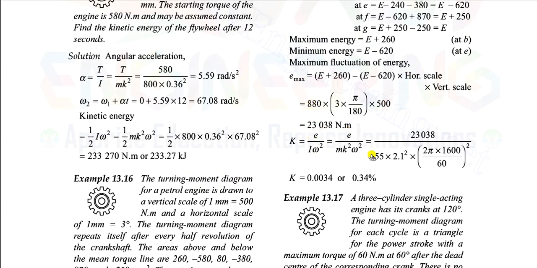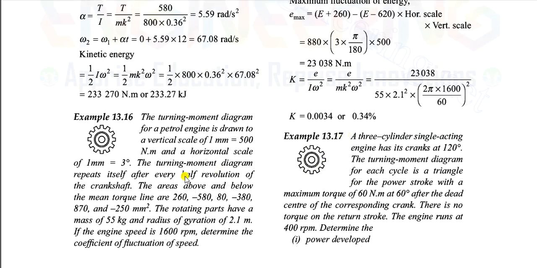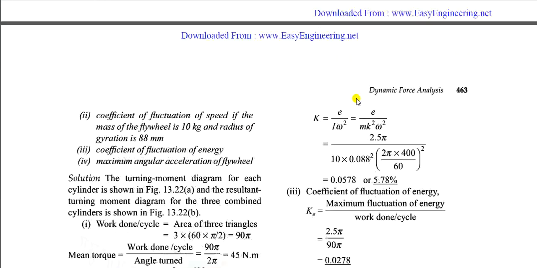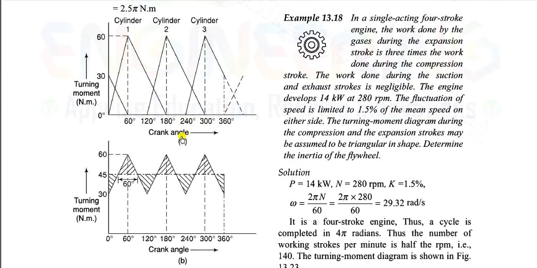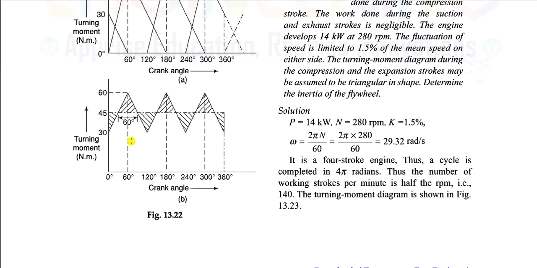Now from this you can easily find out what will be K, because omega is given here as 1600 rpm, so 2 pi N by 60. I is given, I is equal to m k square, so m is given and k is given as 2.1 meter. So this will give you Cs, the coefficient of fluctuation of speed. This is a very important problem, please do this. Now in a similar way there are some problems, it is somewhat a good problem.